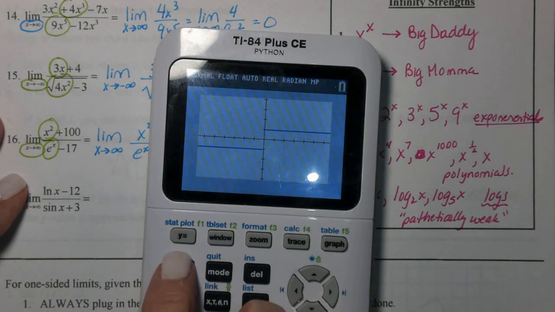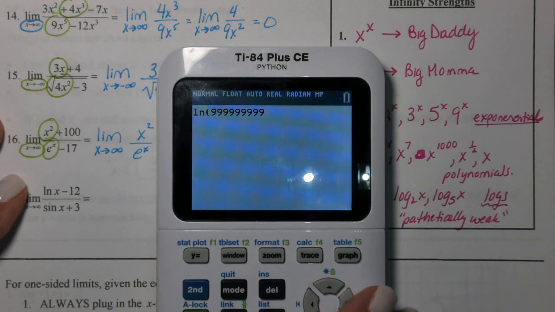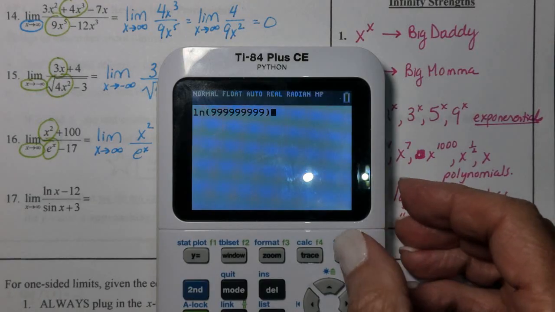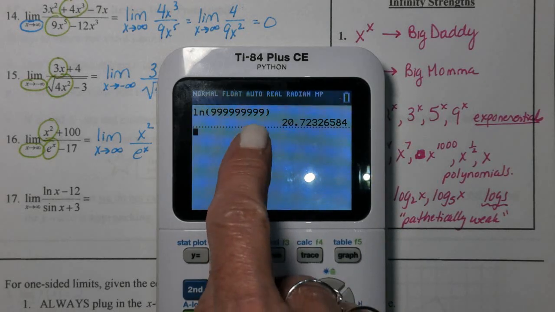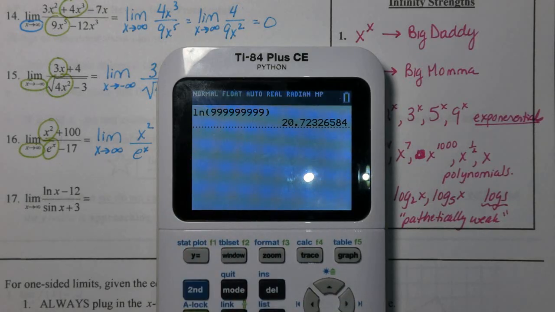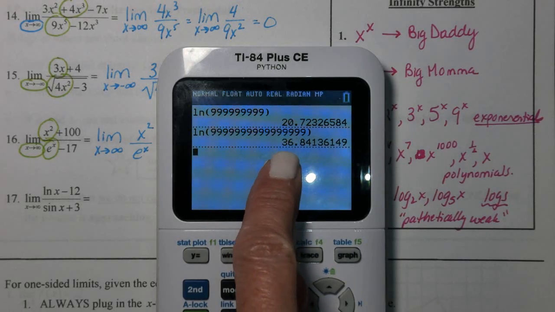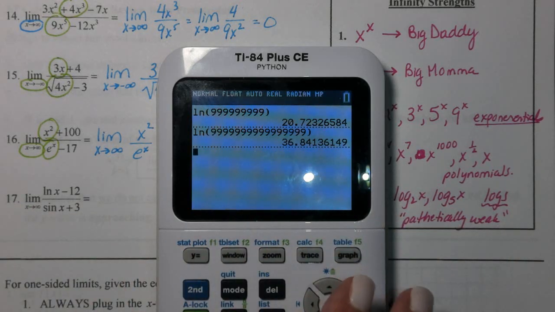If I type in ln of 99999, a humongous argument, huge argument. Gosh, the thunder was my exclamation mark there. I'm only to 20. That was like above 10 billion. If I do even more nines, well, now I'm all the way up to almost 37. Very, very weak. But it is going to infinity.